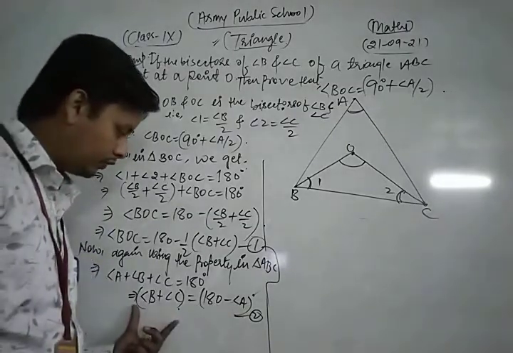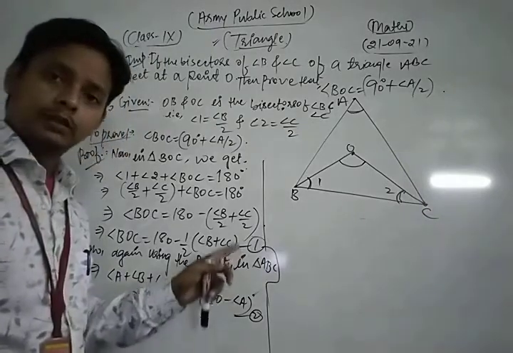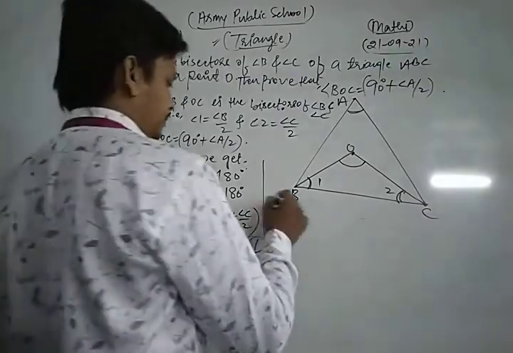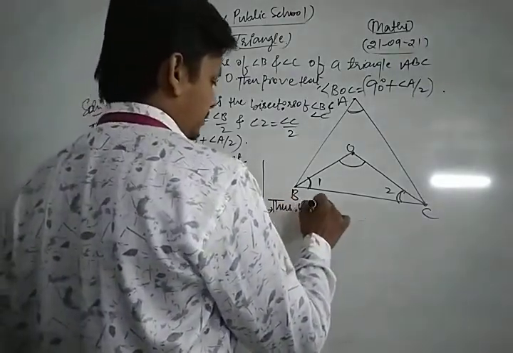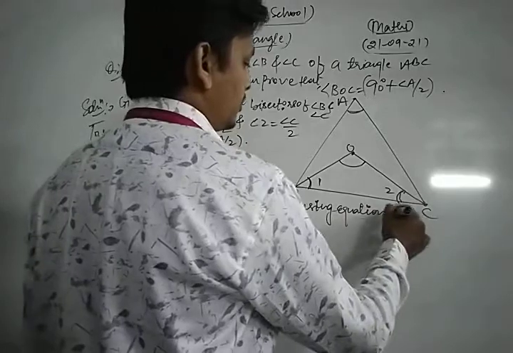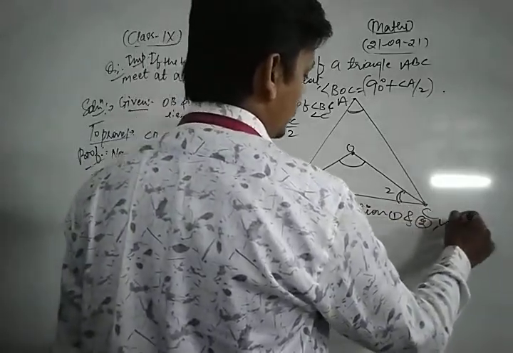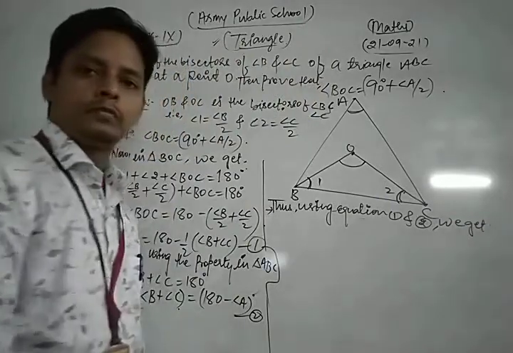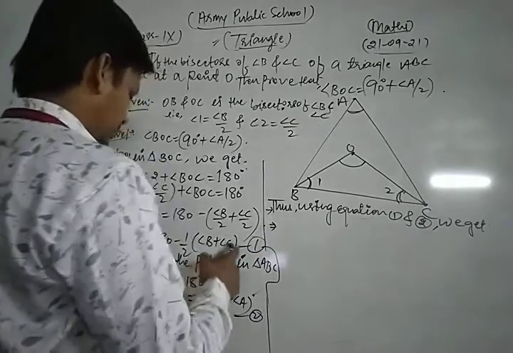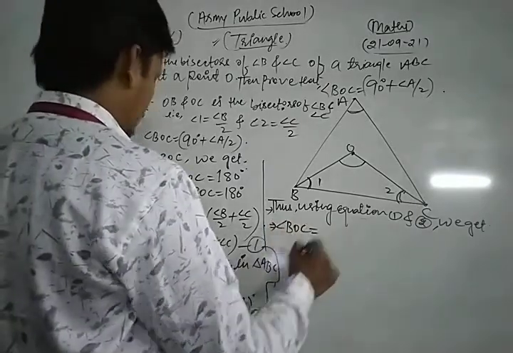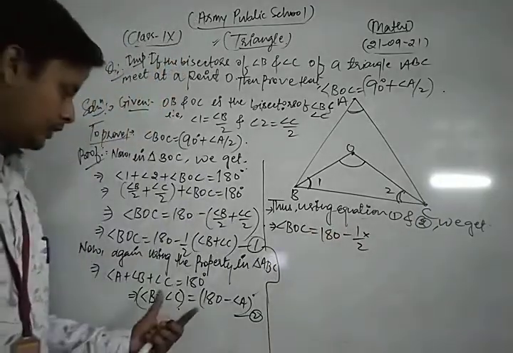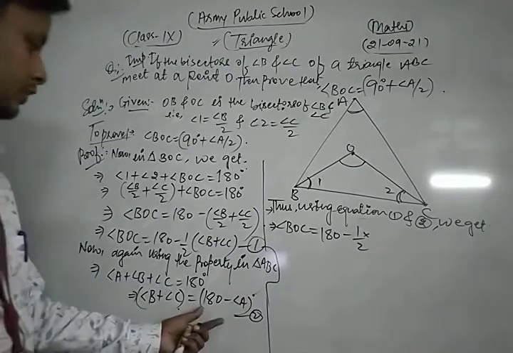Now we put the value of angle B plus C in equation 1, using equations 1 and 2. Thus, using equations 1 and 2, we get angle BOC is equal to 180 minus half of angle B plus angle C, which means 180 minus angle A.